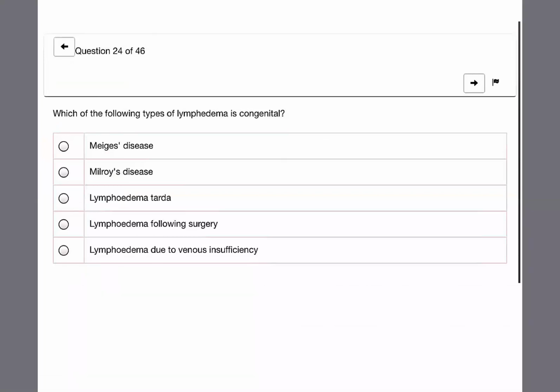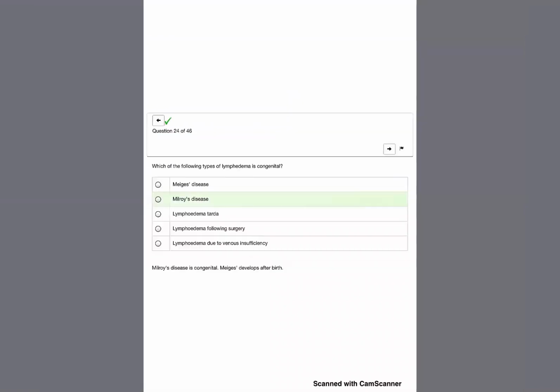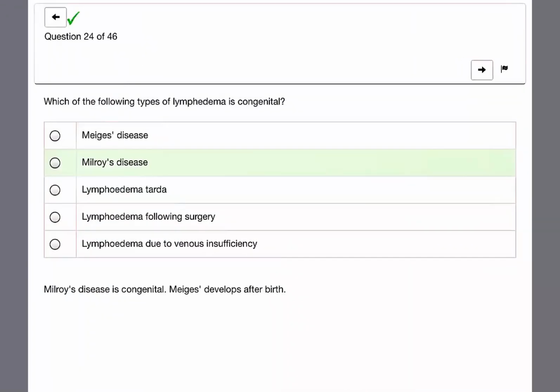Which of the following types of lymphedema is congenital? Meigs disease, Milroy's disease, lymphedema tarda, lymphedema following surgery, lymphedema due to venous insufficiency. For myself, I will do exclusion between Meigs disease and Milroy's disease. It's just confusing, yeah? Exactly. So Milroy's disease is congenital, at birth. Meigs is after 1 year.